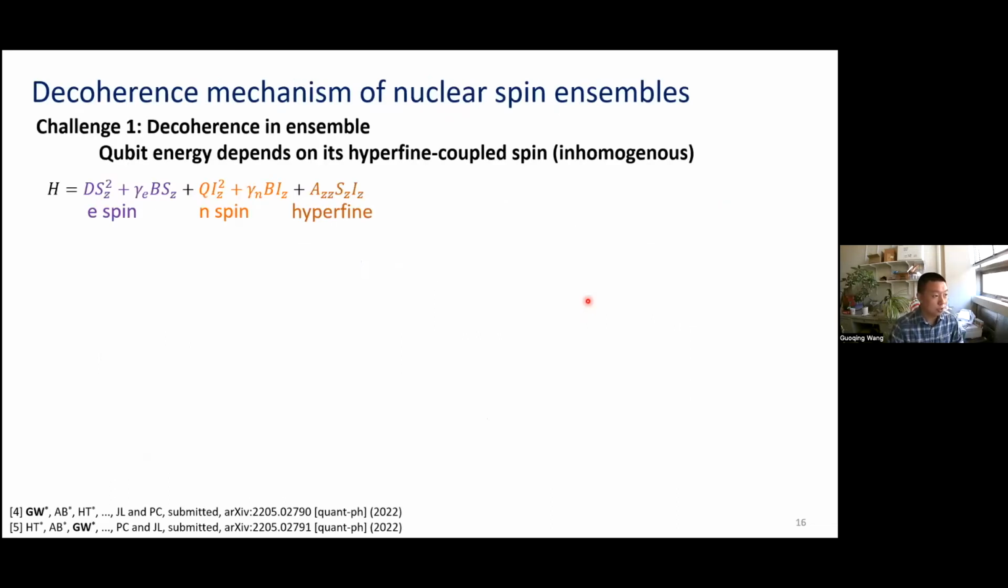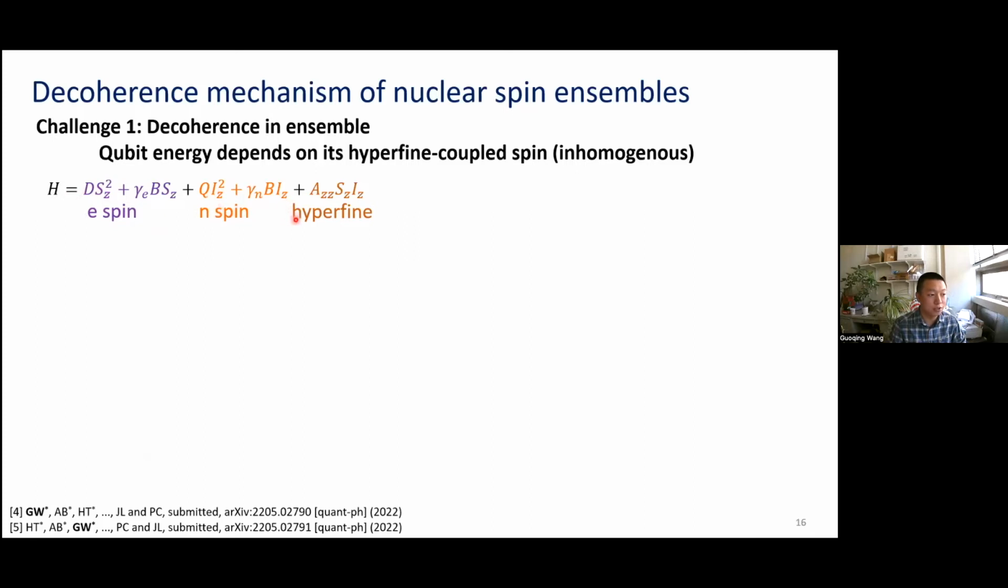So actually, the decoherence in the ensemble is given by the energy variations, which is usually due to inhomogeneity in your sample or temporal variations of your measurements. For our system, we have an electronic spin one, which is the NV center's spin, and we also have a nitrogen-14 nuclear spin. Because both of them are spin one defects, they have quadrupolar terms proportional to S_z squared and I_z squared here.